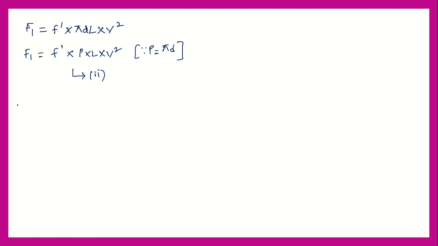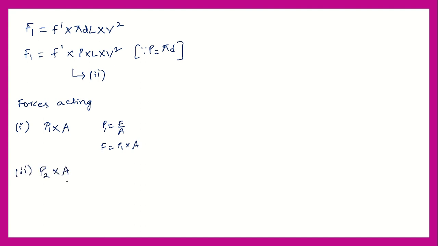So basically what are the forces acting? One force is due to P1. Due to P1, the force formula will be P1 into A, because pressure is force by area. So force will be P1 into A. Similarly, the force due to pressure P2 will be P2 into A, and what was the third one? The frictional resistance F1, what we have written.